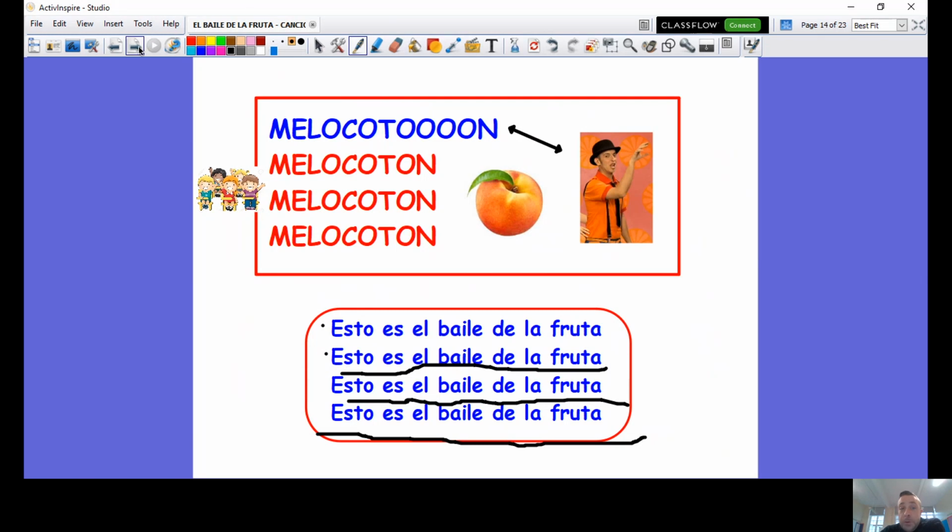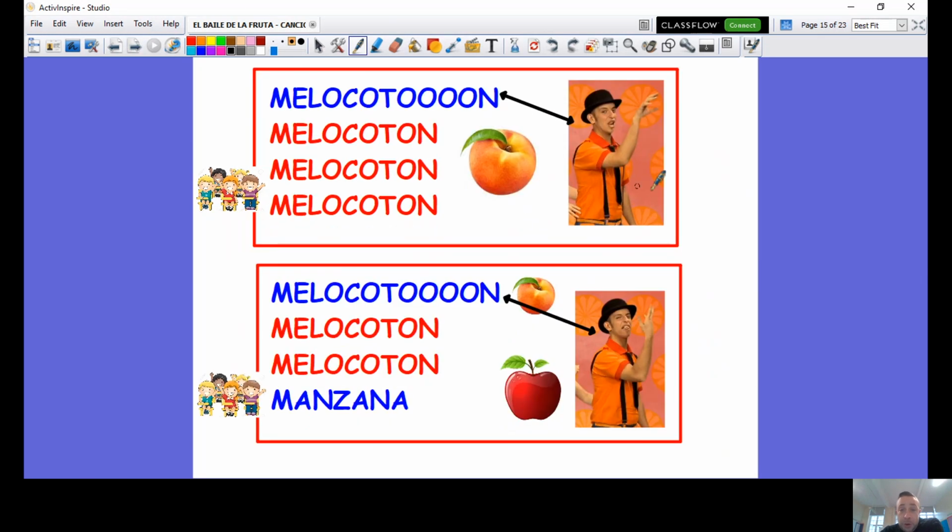Excellent. Now, what's going to happen after that is Nacho is going to repeat the melocotón. We repeat after him, but then he's going to repeat again and introduce the apple. What does that look like? Well, it looks like this. This is the first section. Remember, Mr. Bell will be Nacho.